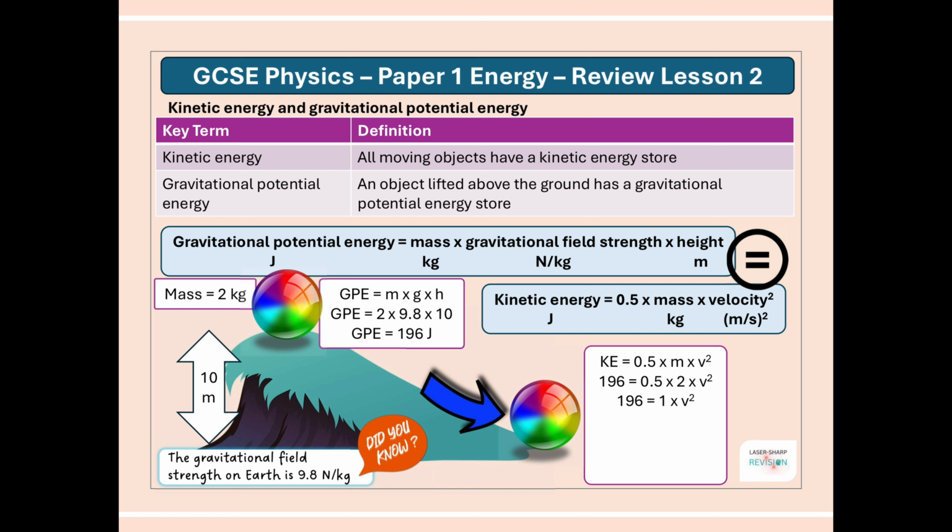Before rearranging, I prefer to simplify what's on the right-hand side if I can. So 0.5 times 2 becomes 1. So I've still got 196 equals 1 times v squared. So to simplify, 196 equals v squared. And the final step is to get v by itself, so we have to square root both sides. So the square root of 196 works out to be 14 meters per second.